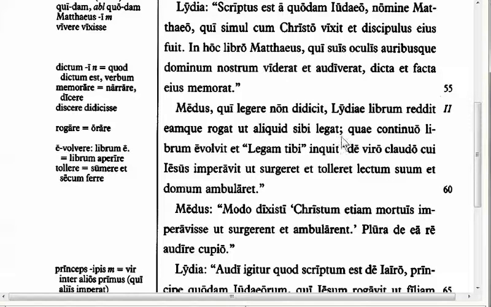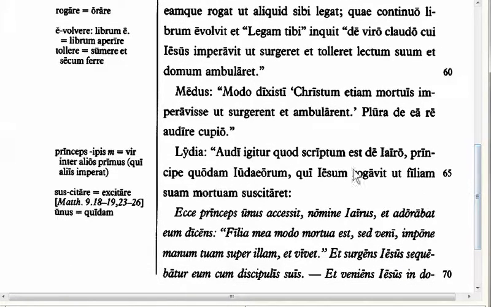The next new feature is similar in that it's reflexive. Let's look at line 66, where we have: Audi igitur quod scriptum est de Jairo principe quodam Judaeorum qui Iesum rogavit ut filiam suam mortuam suscitaret. Okay, so Lydia says, therefore listen to what was written about Jairus, a certain leader of the Jews who asked Jesus that he raise up his dead daughter.